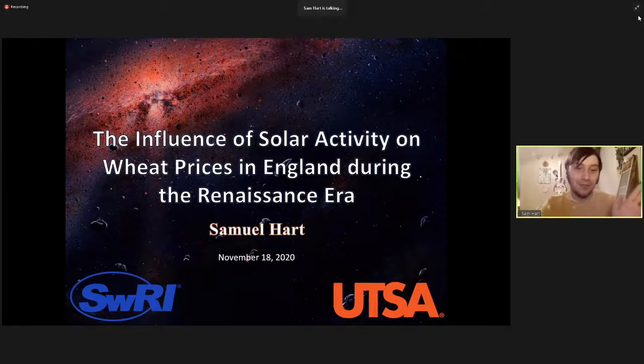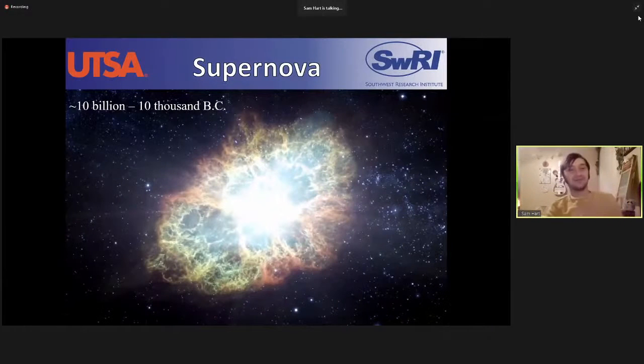To start, we have to go back 10 billion years ago. The solar system was in its early stages, and stars were constantly exploding. And when stars explode, it's called a supernova. Supernovae, like this picture, are very pretty to the eye, but they also leave a very distinct signature throughout the universe called cosmic rays. And remember that term, cosmic rays, because we will come back to it shortly.